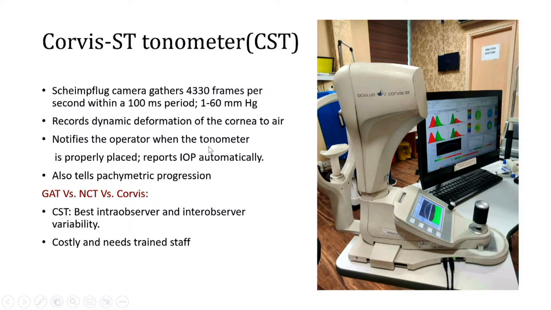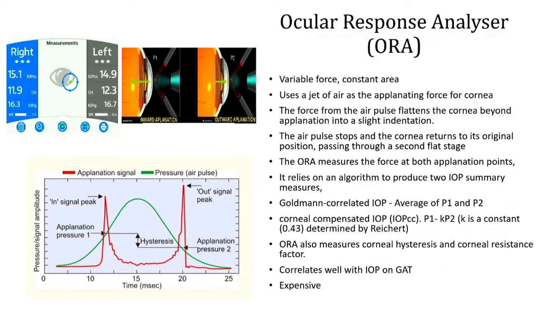This notifies the operator when the tonometer is properly placed. There is a proper alignment system and it reports the IOP automatically. You don't have to do anything. Only air is used for deformation. And this is quite promising and gives you some details about the corneal biomechanical properties as well, and the pachymetric progression, basically used by cornea people.